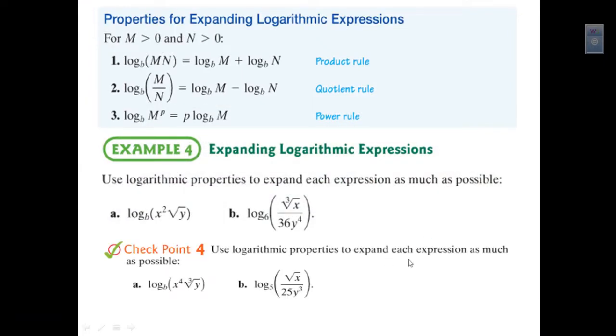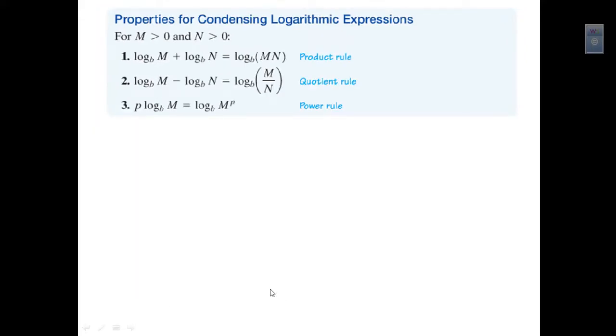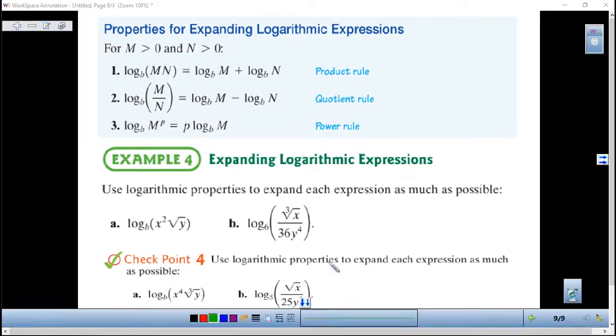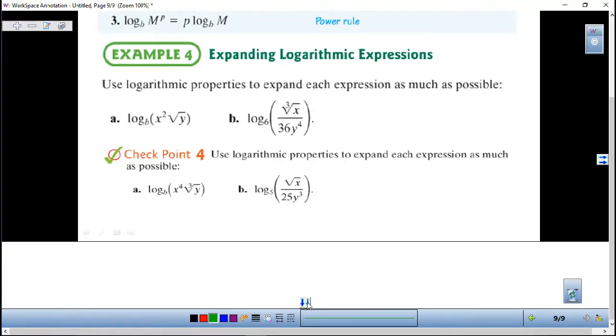All right, I want you guys to pause the video and try these two. Expand them as much as possible. Pause the video, give them a try, and then I'll show you the answer in 3, 2, 1.